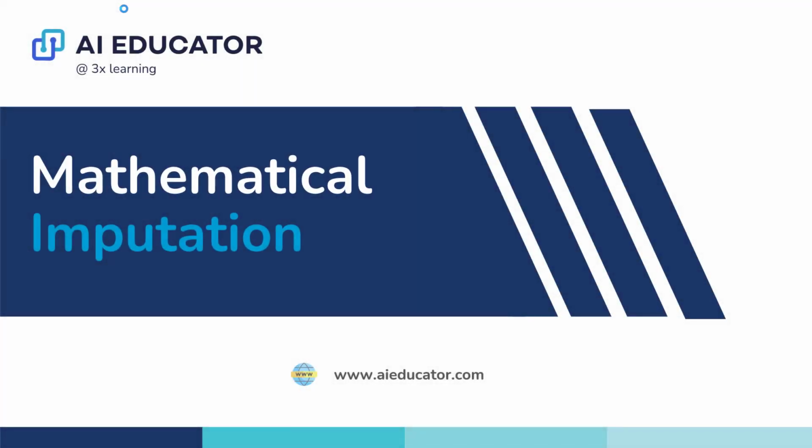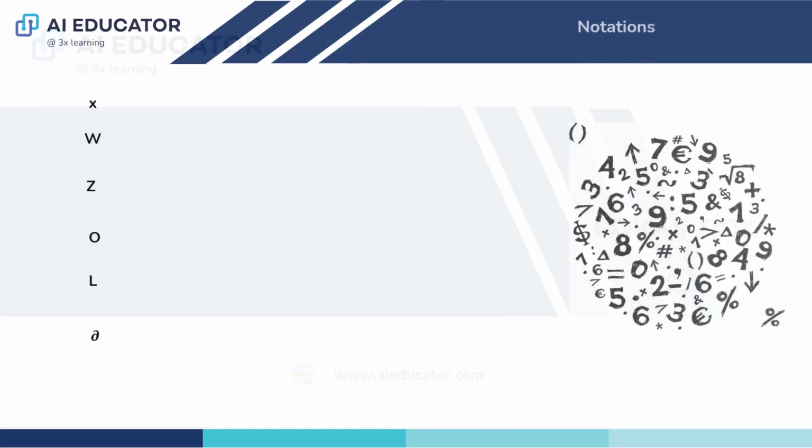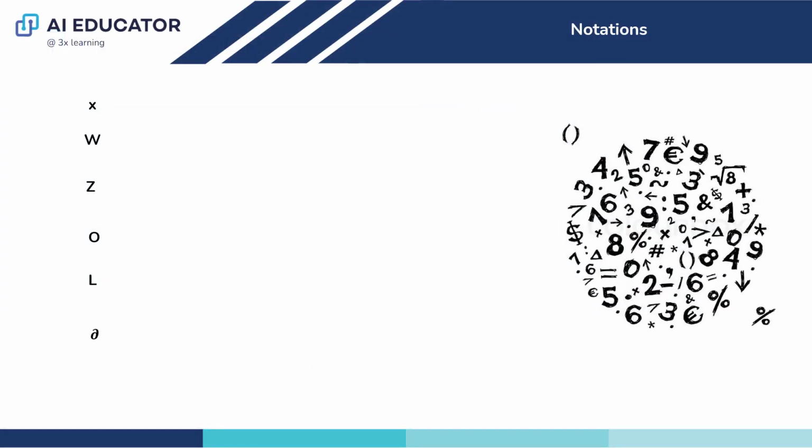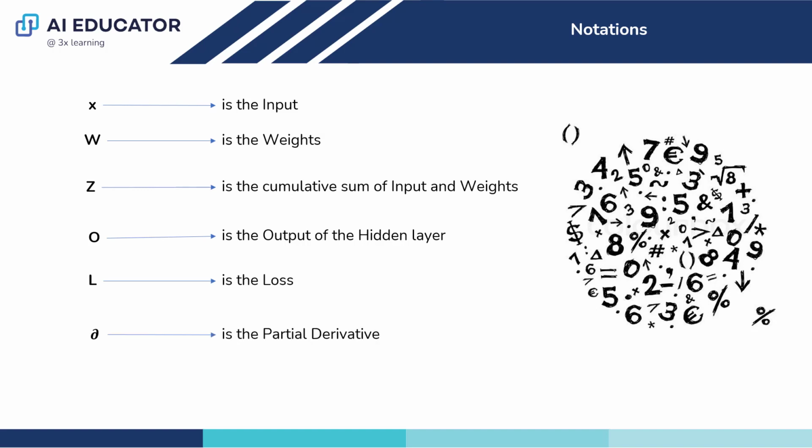In this video, let us learn about the mathematical intuition of backpropagation. First, let us look into some of the notations that we are going to use. X is the input, W is the weight, Z is the cumulative sum of input and weights, O is the output of hidden layers, and L is the loss. ∂ is the partial derivative.